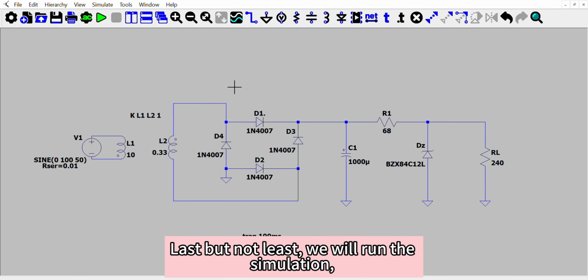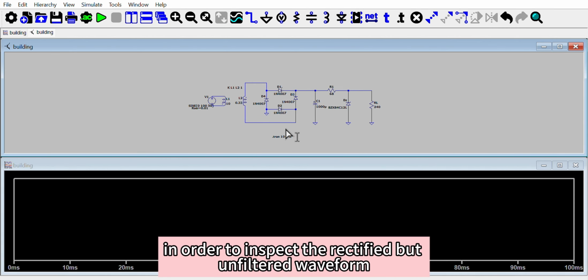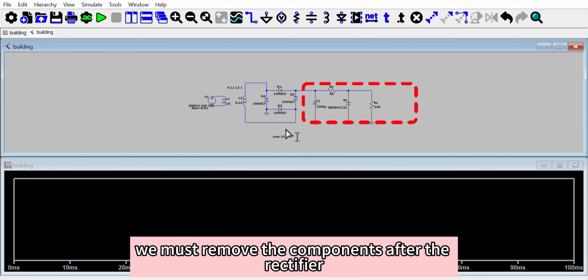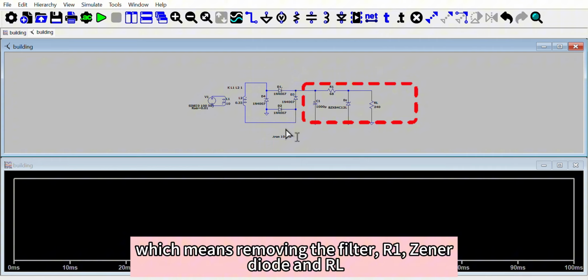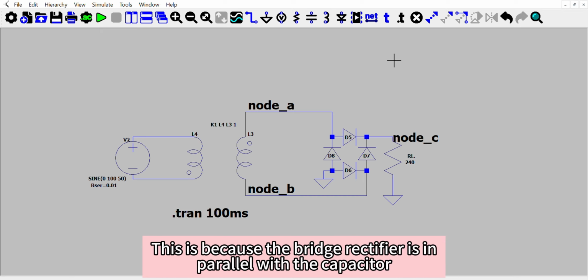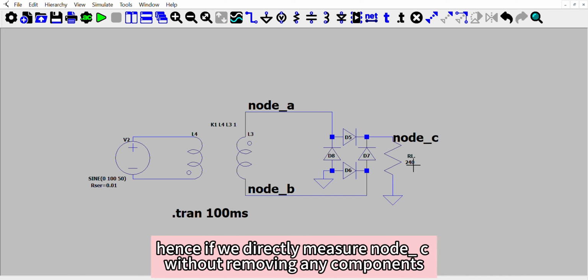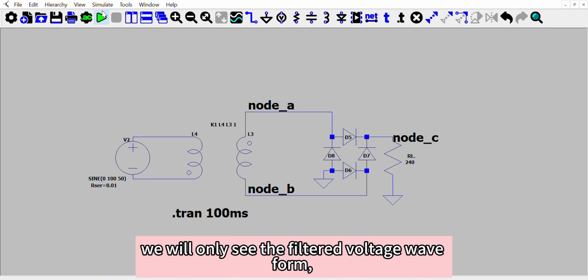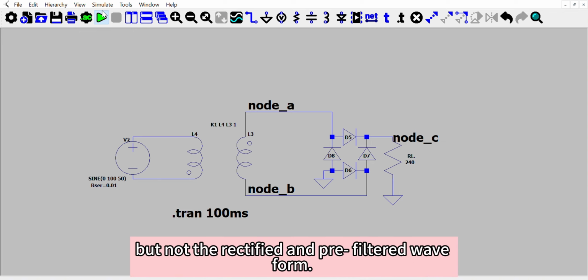Last but not least, we will now run the simulation. In order to inspect the rectified but unfiltered waveform, we must remove the components after the rectifier, which means removing the filter, R1, Zener diode, and RL. Then we measure the voltage at node C to see the rectified waveform. This is because the bridge rectifier is in parallel with the capacitor. Hence, if we directly measure node C without removing any components, we will only see the filtered voltage waveform, but not the rectified and pre-filtered waveform.